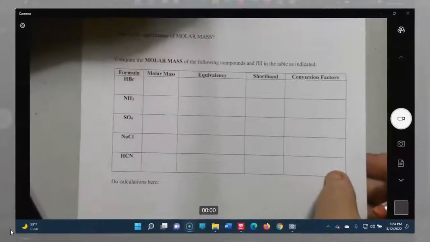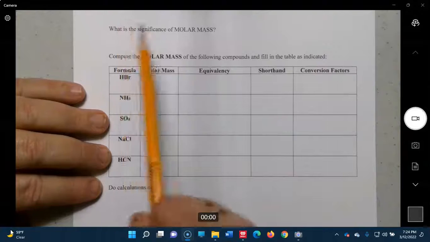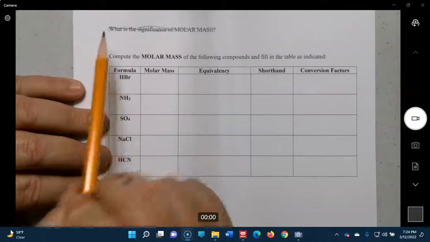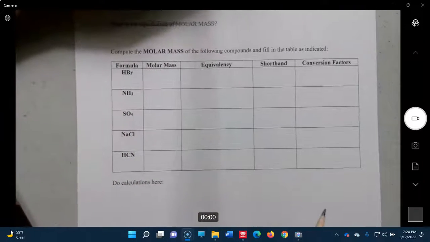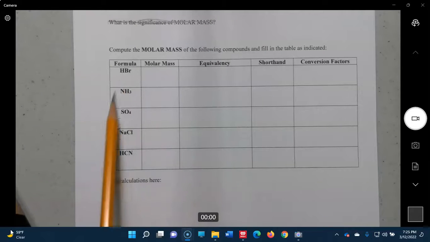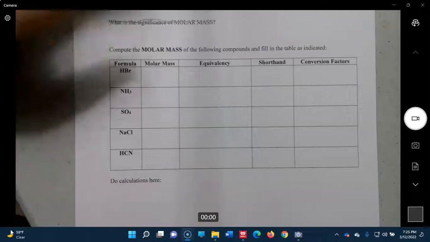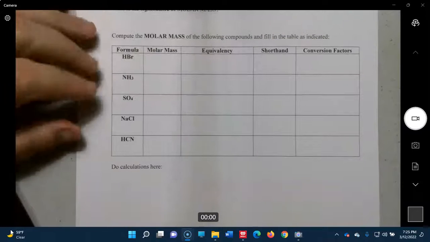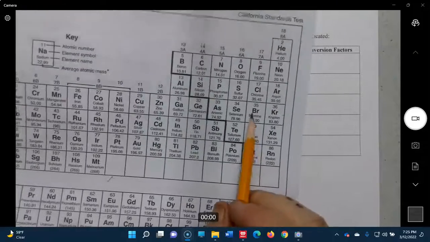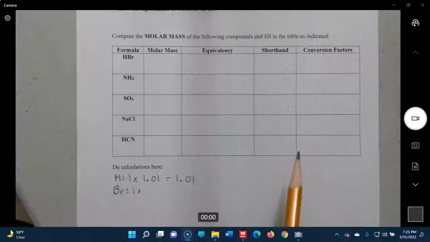Okay. What is the significance of molar mass? We really answered that. I think that was a leftover question from another year, another semester. So we already answered that. All right, so we're going to do the first 3, the same 3 we did in class. So here we go. Down here I can do the calculations. We bring our periodic table. Bromine is one of the halogens, second to last column, 79.90.